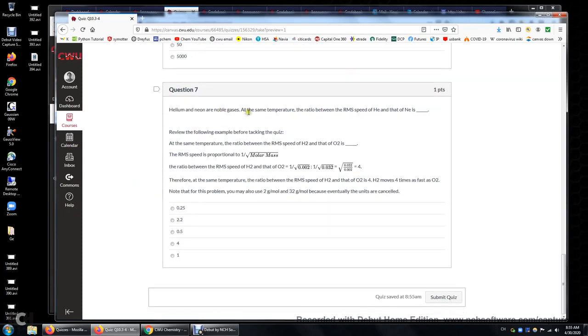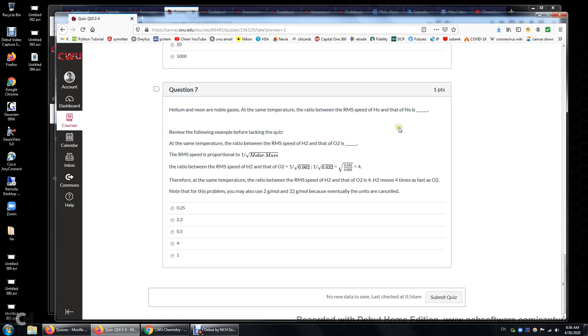Helium and neon are noble gases at the same temperature. Helium moves faster than neon because helium has a smaller mass. The molar mass of helium is 4 grams per mole. The molar mass of neon is 20 grams per mole, so the mass ratio is 1:5. This time I didn't convert gram to kilogram because I'm just computing the ratio. Therefore, the speed ratio is the square root of 5:1.